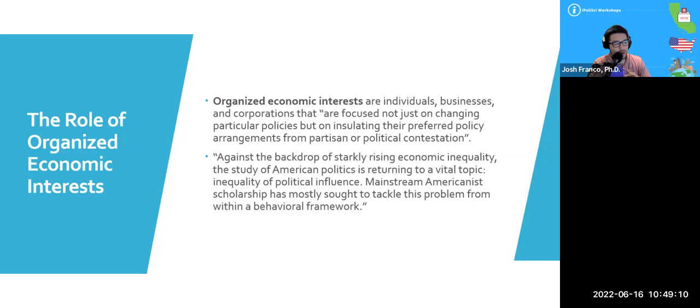And it's important to note that this is against the backdrop of starkly rising economic inequality. The study of American politics is returning to a vital topic, which is inequality of political influence. Mainstream Americanist scholarship has mostly sought to tackle this problem from within a behavioral framework. What this means is political scientists have studied inequality like this: if you don't have a lot of resources, if you're poor, you're less likely to vote. And if you're rich and have a lot of resources, you're more likely to vote, more likely to understand issues, more likely to be engaged. That's how people are deciding to be engaged, to vote, to participate in the political process. But it's not talking about the broader systemic issues that are relevant to us.